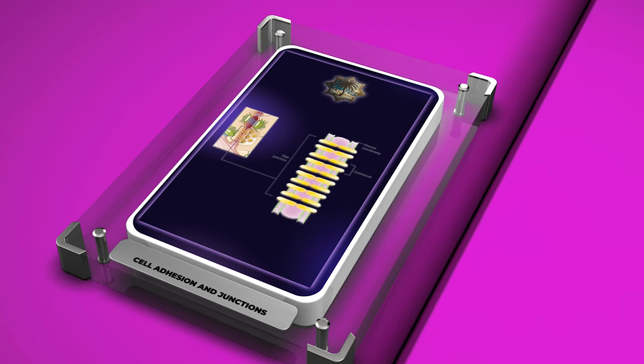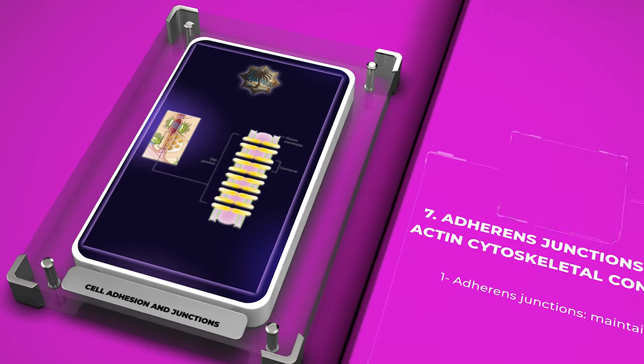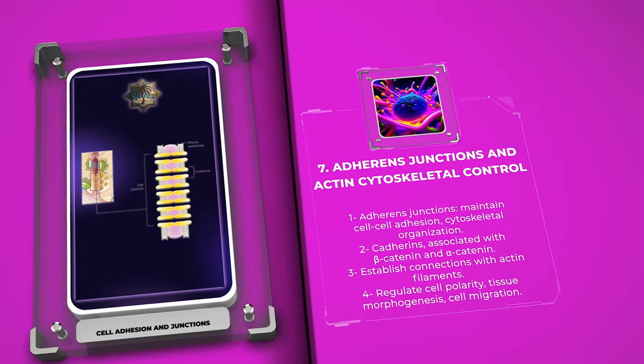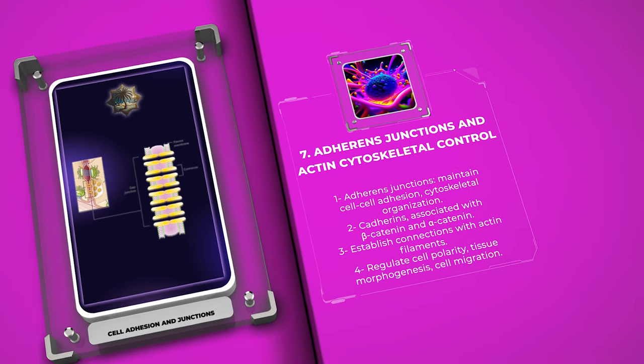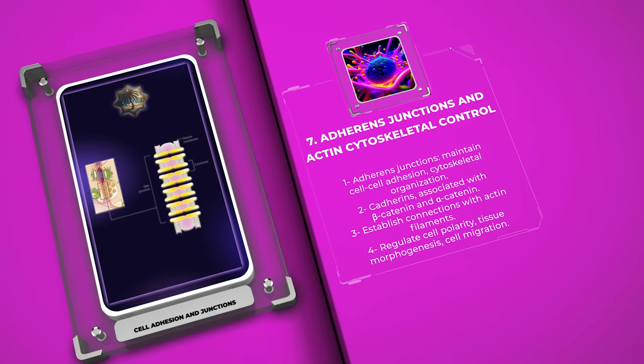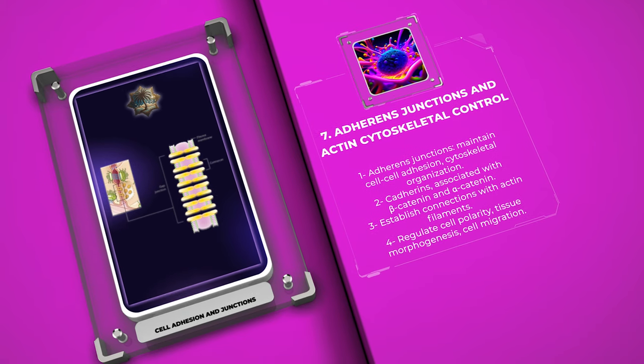Adherens junctions play a crucial role in maintaining cell-cell adhesion and cytoskeletal organization. Cadherins, associated with cytoplasmic proteins such as beta-catenin and alpha-catenin, establish connections with actin filaments. Through their relationship with the actin cytoskeleton, adherens junctions regulate cell polarity, tissue morphogenesis, and cell migration.